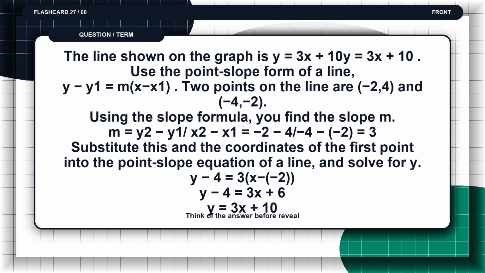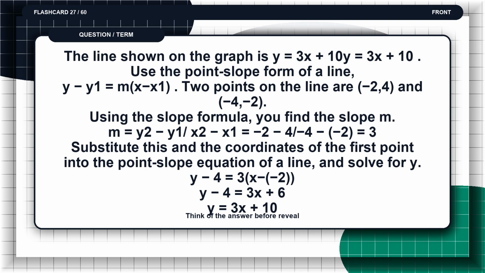Flashcard 27. The line shown on the graph is y equals 3x plus 10. Use the point-slope form of a line. y minus y1 equals m times x minus x1. Two points on the line are minus 2, 4 and minus 4, minus 2. Using the slope formula, you find the slope equals y2 minus y1 over x2 minus x1 equals minus 2 minus 4 over minus 4 minus minus 2 equals 3. Substitute this and the coordinates of the first point into the point-slope equation of a line, and solve for y. y minus 4 equals 3 times x minus minus 2. y minus 4 equals 3x plus 6. y equals 3x plus 10.